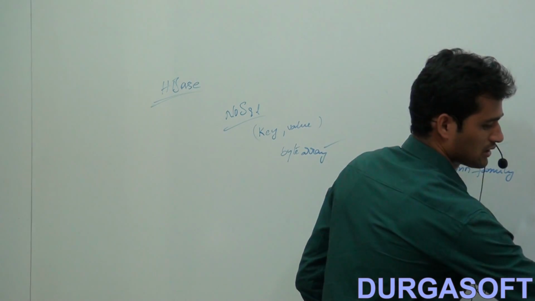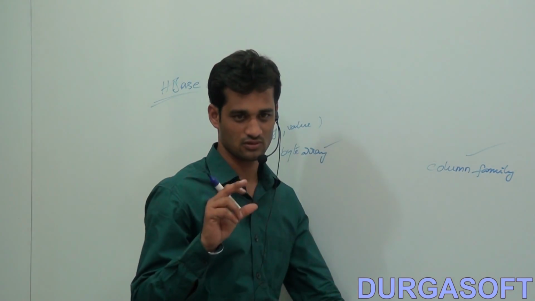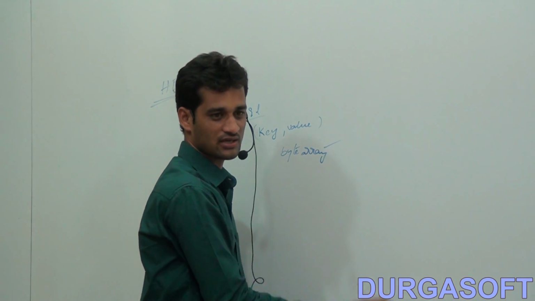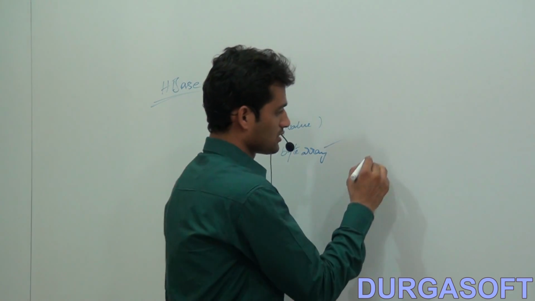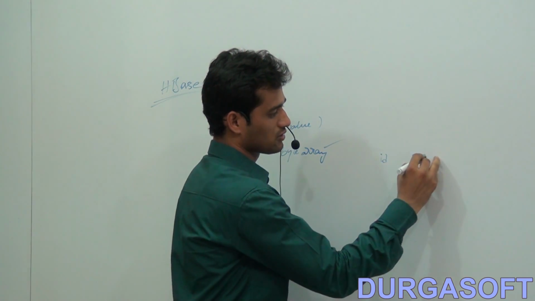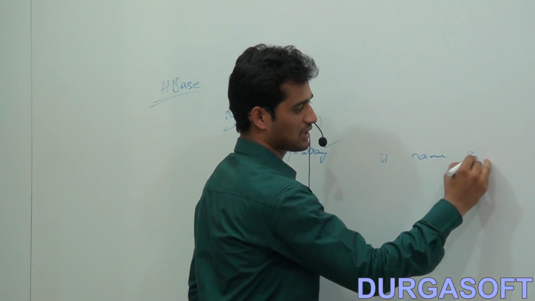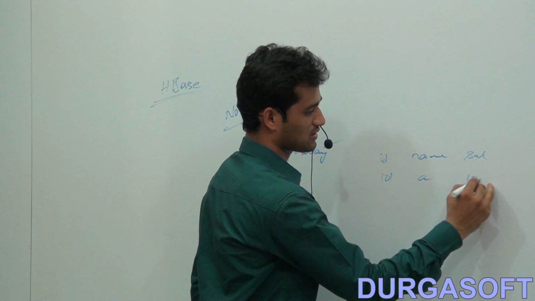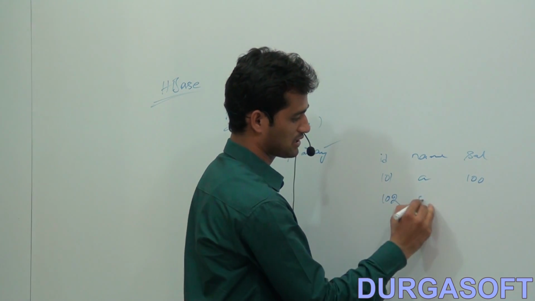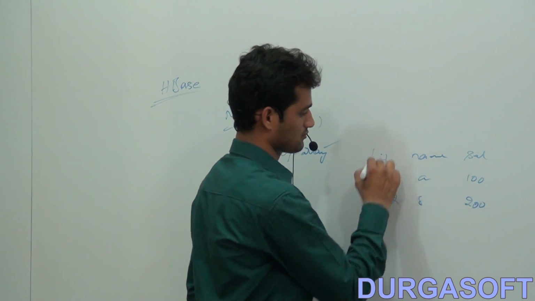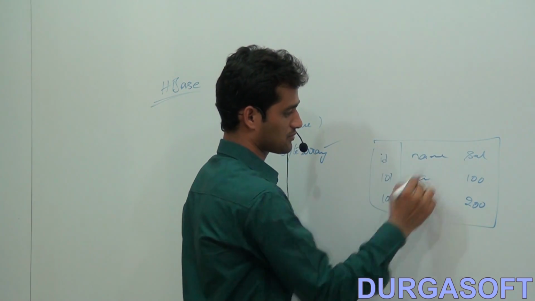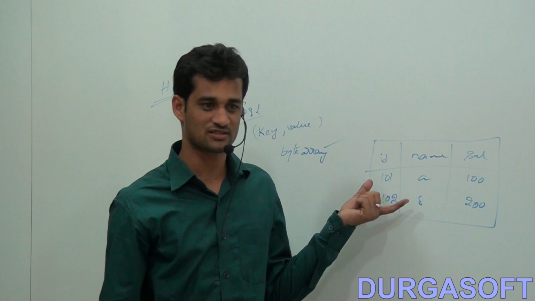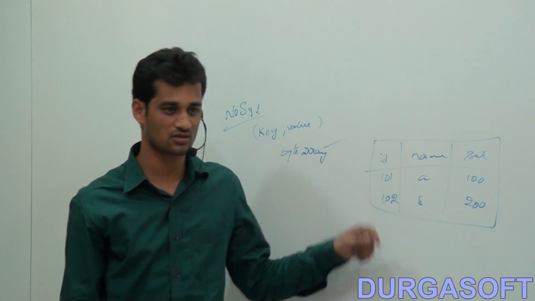Just let me tell you. I'll give you a small table, just a two-row table, to show the difference between an actual table and an Hbase table. Suppose I am taking ID, name and salary. 101, A, salary 100. 102, B, salary 200. That is how our general table looks, with some rows and columns.